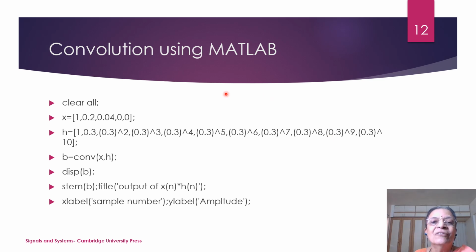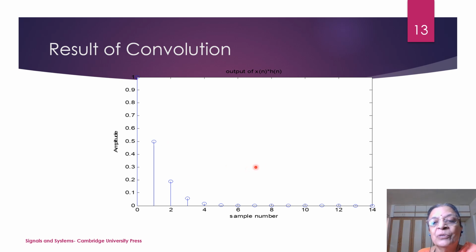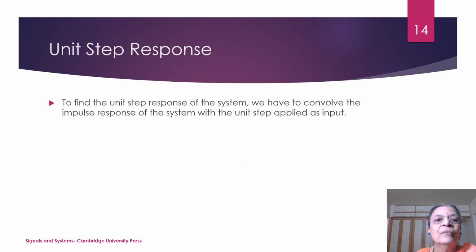Now I have written one simple program using MATLAB for calculation of convolution. What you are supposed to do is write down the corresponding x and the corresponding h, and then write the conv command, conv(x, h). Then it will convolve and directly give you the output. So here this is 0.3 raised to 2, 0.3 raised to 3 and so on. So this is the corresponding output that has resulted. You can directly find out the convolution output.